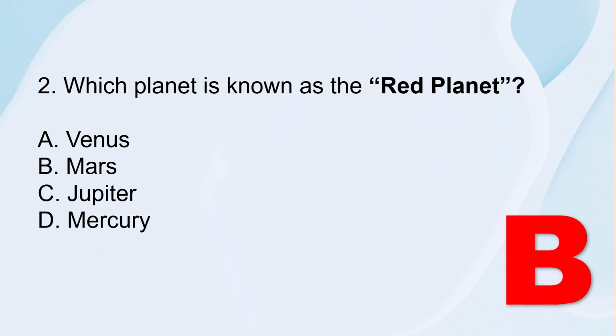Mars has a reddish appearance due to iron oxide, or rust. So that's what makes Mars known as the red planet. For letter A, Venus is known as Earth's twin due to size and composition. Jupiter is known as the largest planet. And Mercury is the planet closest to the sun. So the red planet is Mars.